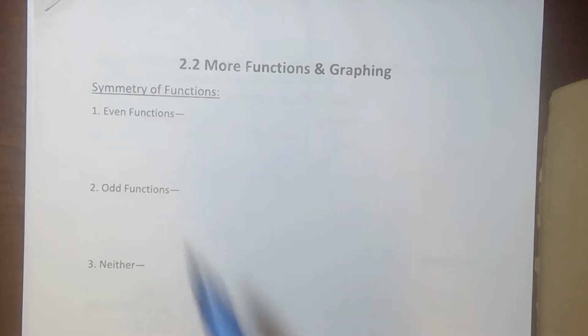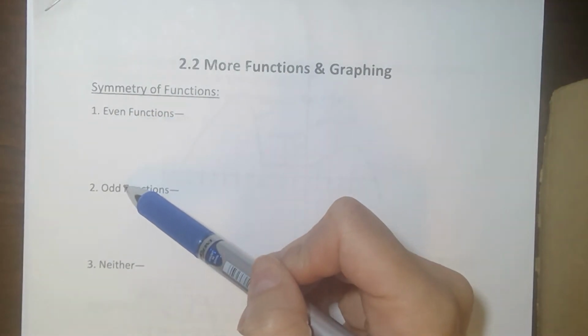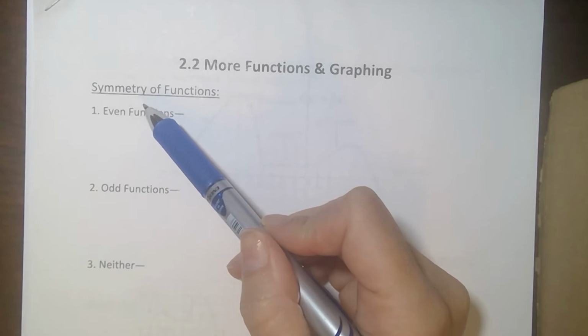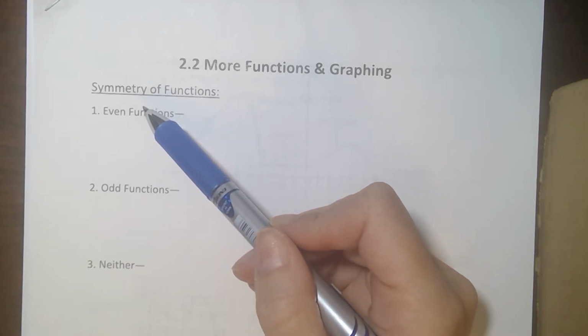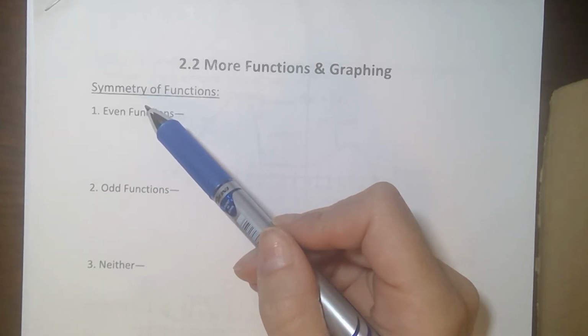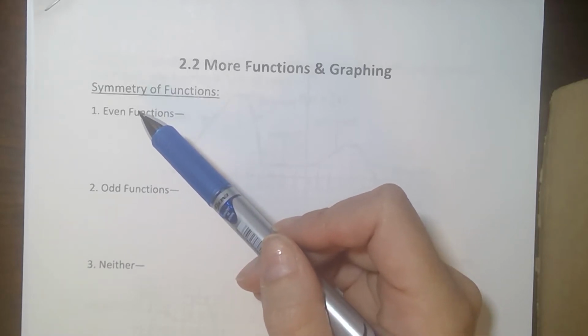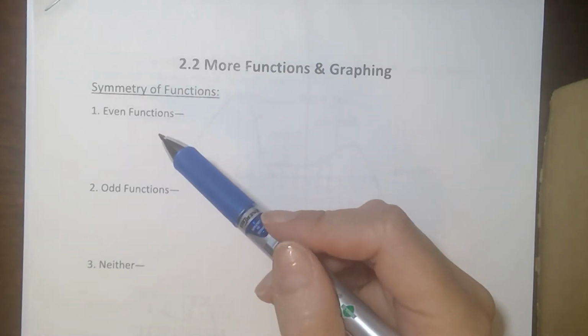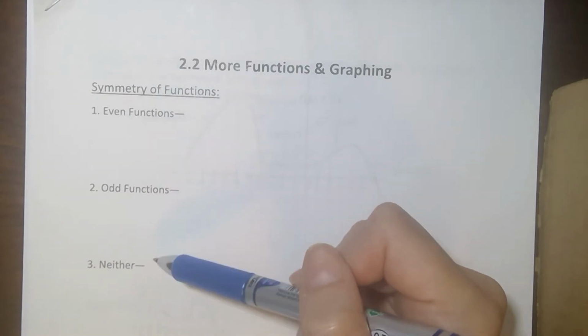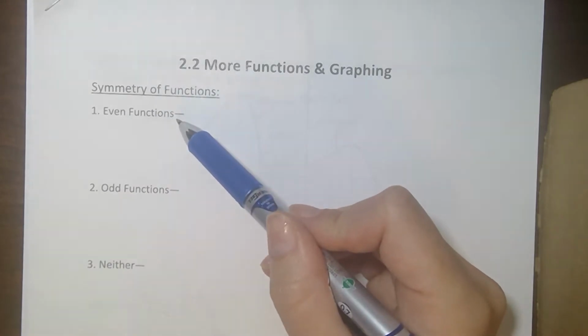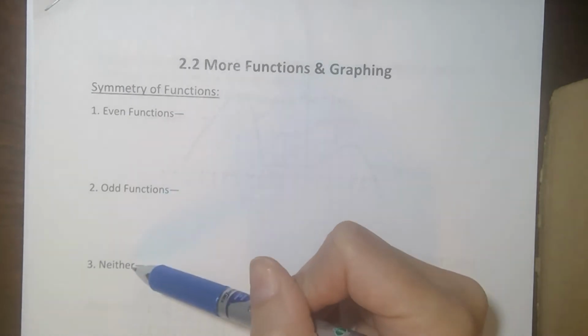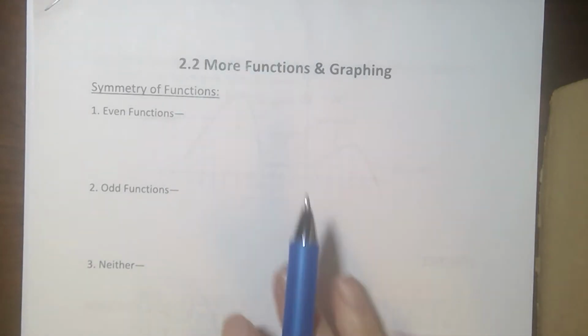Remember that we focused on even and odd functions. We only have one test of symmetry. Now, there are multiple tests for symmetry, and there are different types of symmetry, but for our purposes this semester, we're going to stick with a single symmetry test that will give us one of three results. Either we have an even function, we have an odd function, or it's neither one of those two.